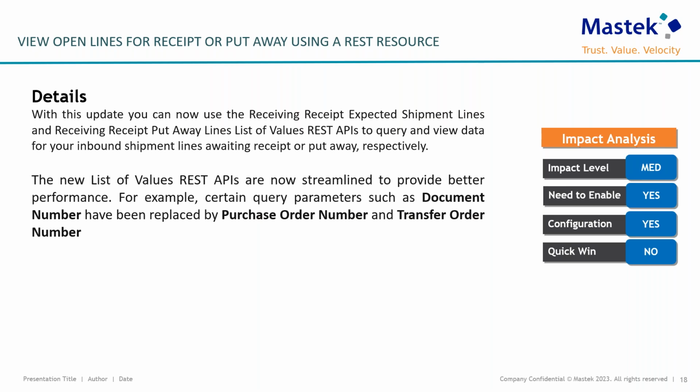For example, certain query parameters such as document number have been replaced by purchase order number and transfer order number. So adding this parameter to the payload and removing unneeded parameters will improve payload response times. The receiving receipt expected shipment lines and receiving receipt put away lines REST APIs provide a more efficient way to query your open inbound shipment lines awaiting receipt or put away for display on your own user defined page or a partner mobile application. So here we need to enable this feature and we need to configure this.